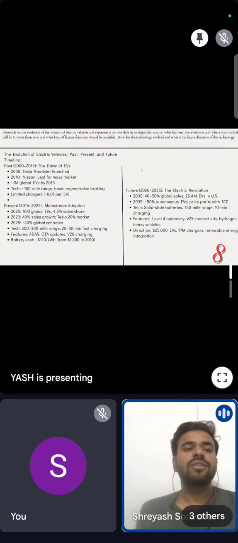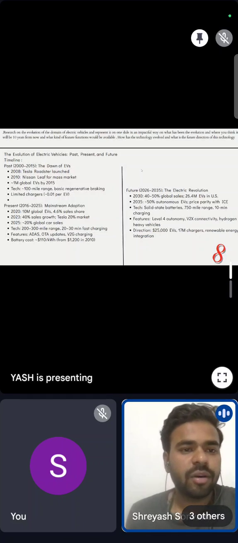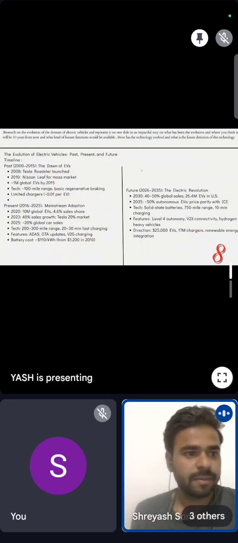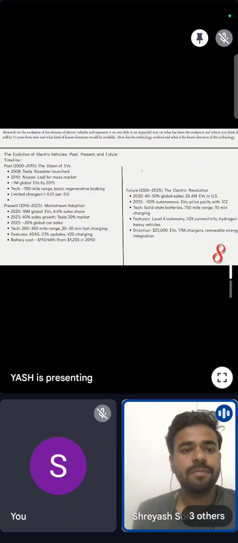Research the evolution of the domain of electric vehicles and represent it on one slide in an impactful way: what has been the evolution, where you think it will be 10 years from now, and what kind of features and functions will be available. How has the technology evolved and what is the future direction of the technology? The evolution of electric vehicles: past, present, and future.